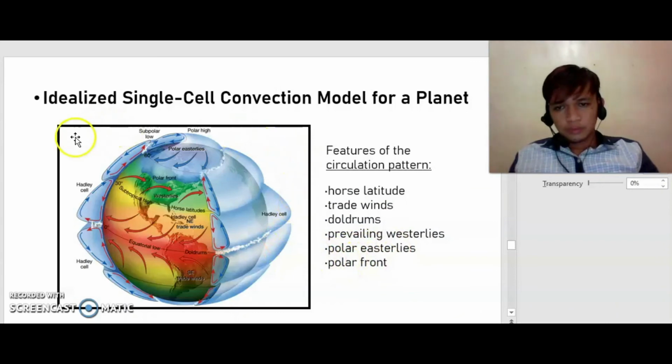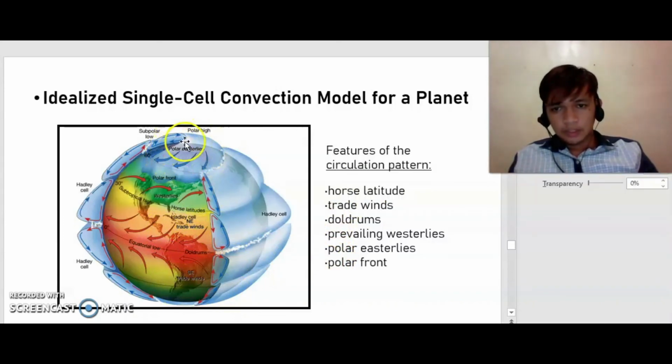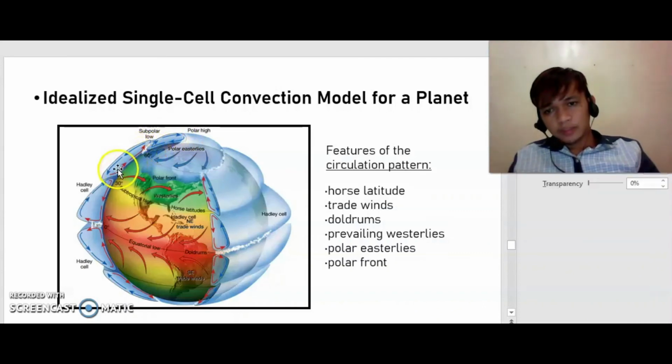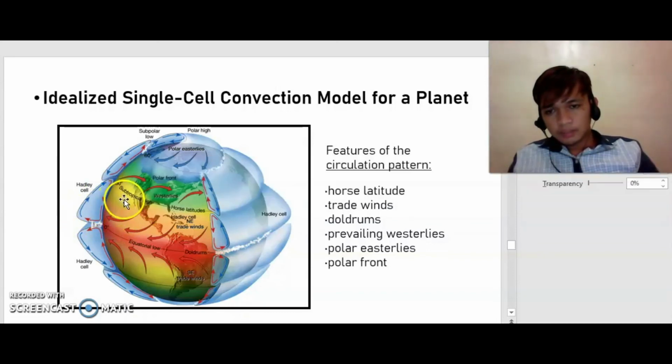Now, when you look at this model, you can see these features of the circulation pattern at different regions of the Earth. Okay, so the polar easterlies, consider the polar region and the polar high. The wind rotation here just surrounds the polar region. Then consider the convection above the polar region, and another convection between the subpolar low area, above the subtropical high.